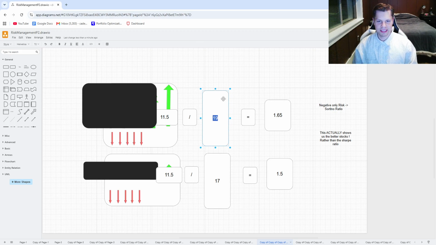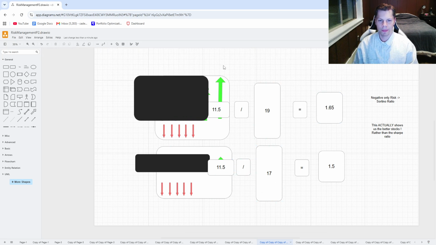So we can see in this example, this stock gives us 19% returns on average. However, the risk that we're taking on, which is the standard deviation of the negative price drops, is 11.5. This gives us a score of 1.65. And when we compare it with this stock, we can see that this stock up here is more desirable to invest in given these factors.